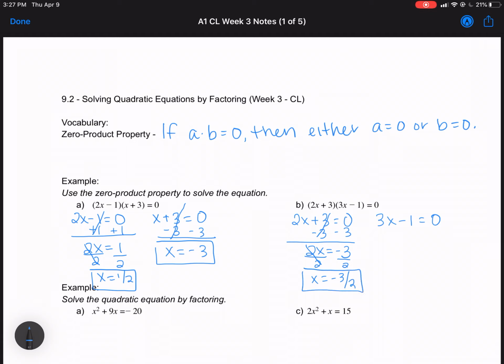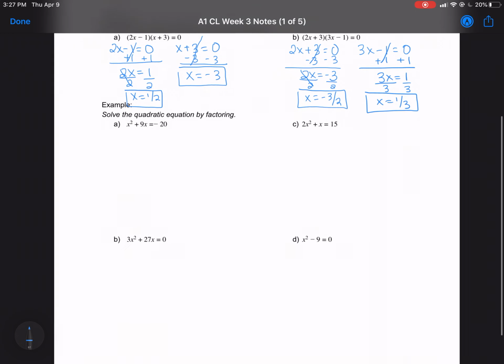The second one, we have 3x minus 1 equals 0. So we're going to add 1. So 3x equals 1. Then divide by 3. So x equals 1/3. So that's what's new this week. So we want to combine that with factoring.